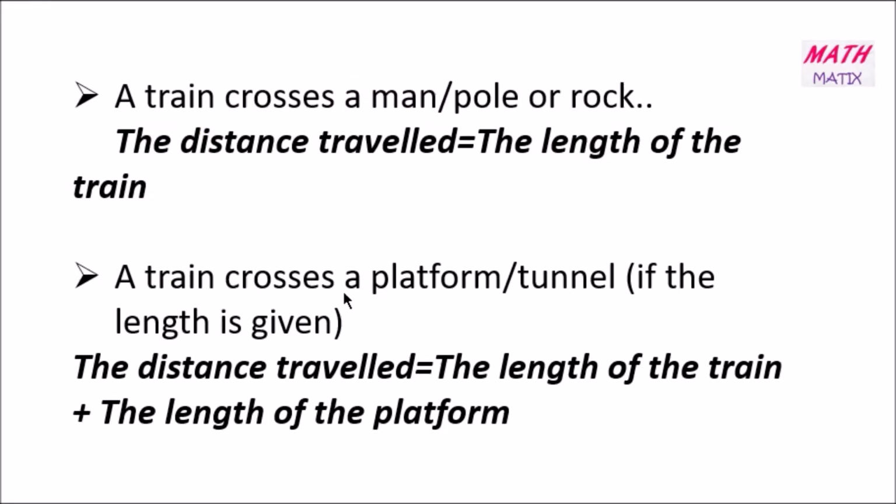Suppose a train crosses a platform or a tunnel or a bridge, and the length of that is given. The distance travelled is the length of the train plus the length of the platform.